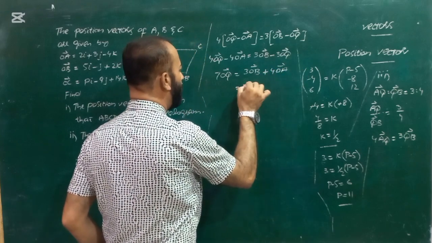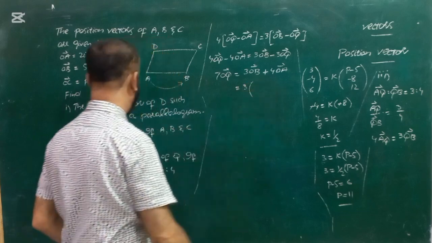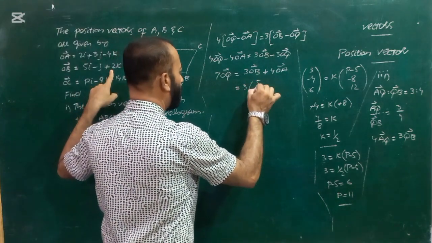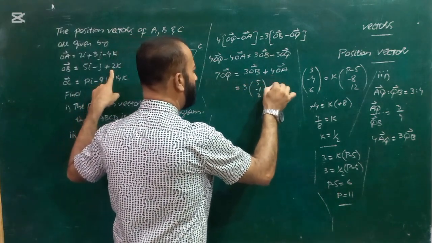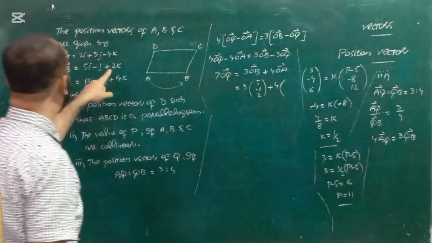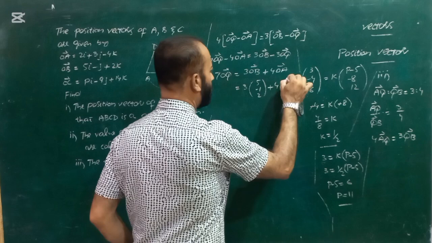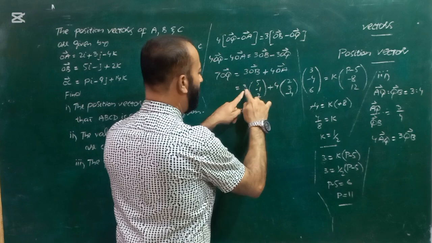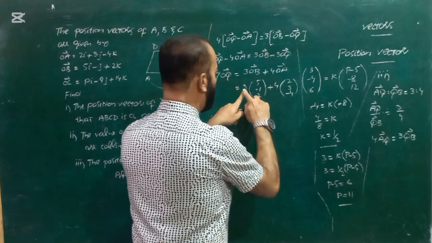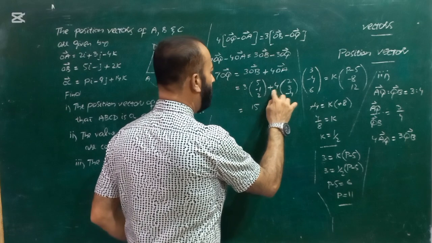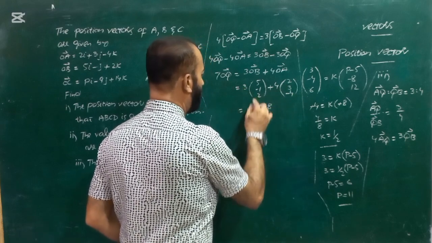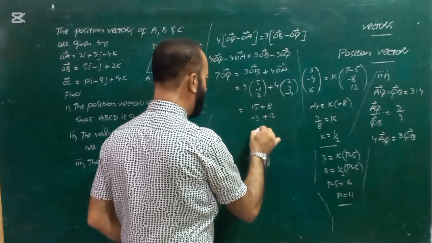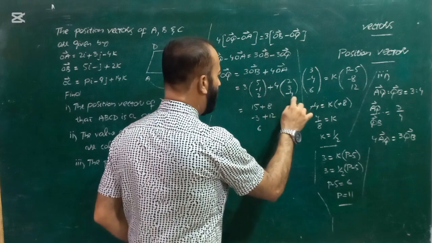Putting values into it, so 3 is as it is, and OB vector is 5, minus 1, 2. This plus 4 is still there, and OA is 2, 3, minus 4. So solving it now, we will multiply the constant value inside and add at the same time. So 3 5s are 15 plus 8. 3 minus 1s are minus 3 plus 12. 3 2s are 6 minus 16.